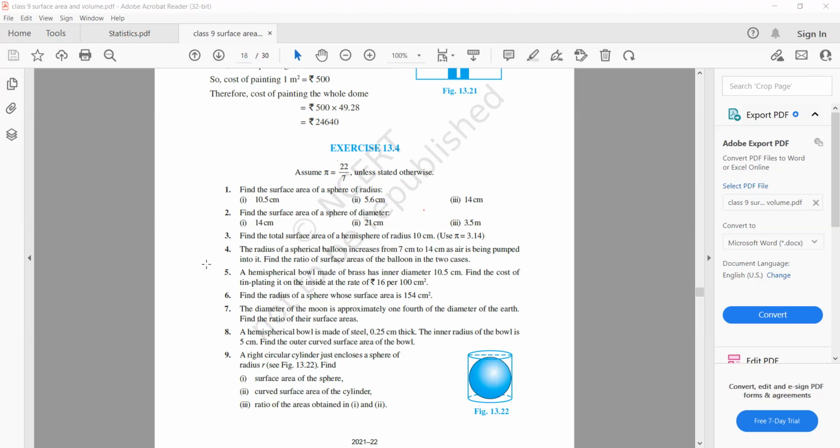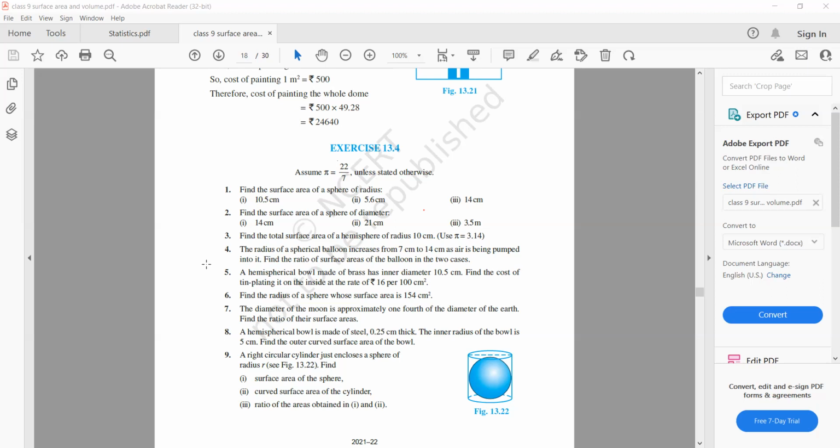Okay, so curved surface area is half of a sphere, that is 2 pi r square, right? So your inner diameter is this. So 2 into pi, which is 22 by 7 into radius, 5.25 centimeter whole square. Is that okay? Let's solve it. So 2 into 22 by 7 into 525 divided by 100 into 525 divided by 100 centimeter square.